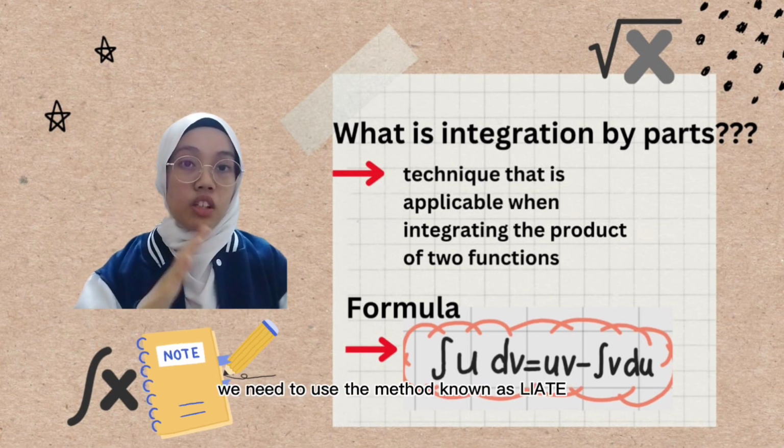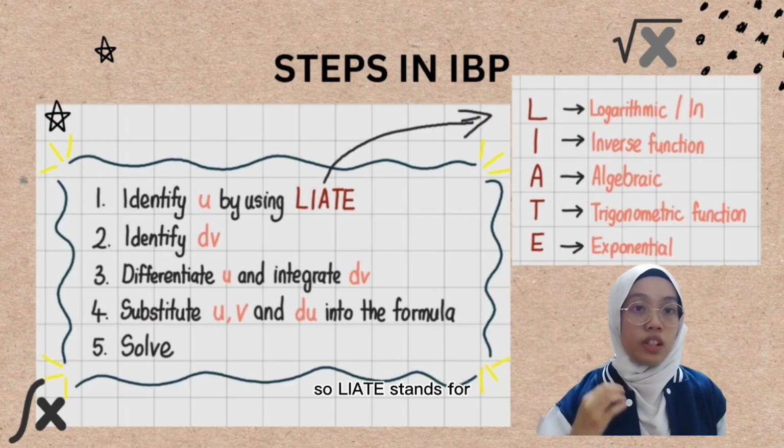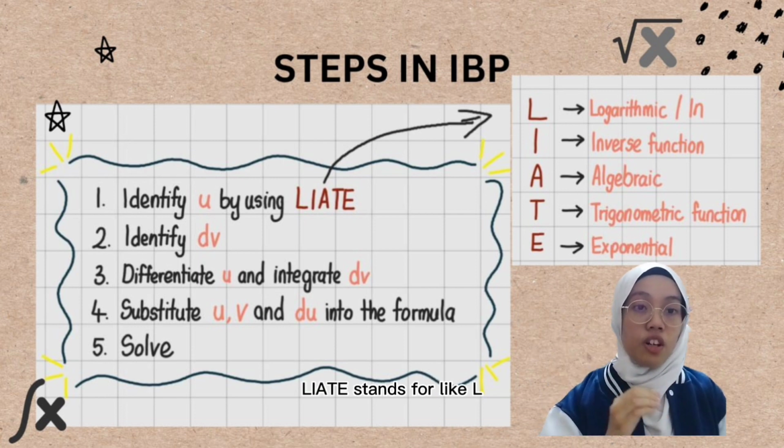The only formula we use here is the integral of u dv equals uv minus the integral of v du. But before we use the formula, we need to use the method known as LIAT. LIAT stands for, each letter in LIAT stands for, like L.